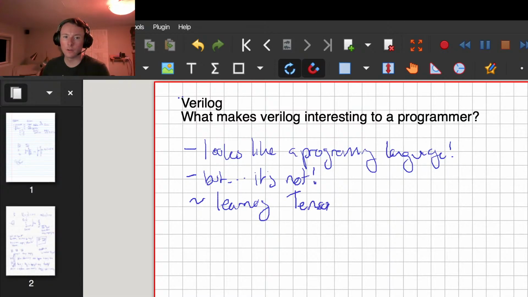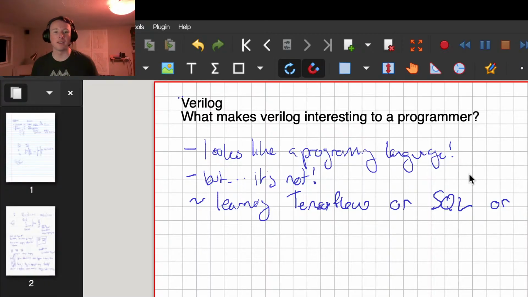TensorFlow, or SQL or Haskell. SQL is super useful. I mean, TensorFlow is super useful. Haskell, we like to think it's useful, but not necessarily. No shade on Haskell people. I love Haskell, but these are all very different programming styles.